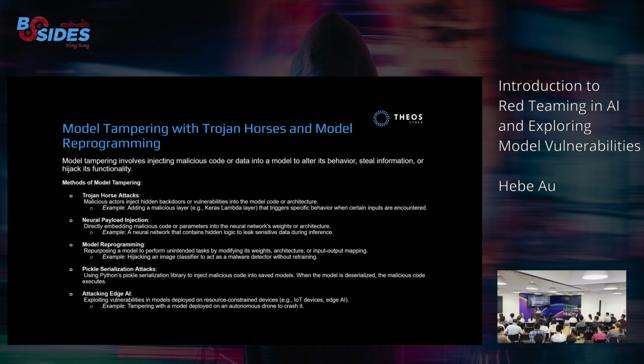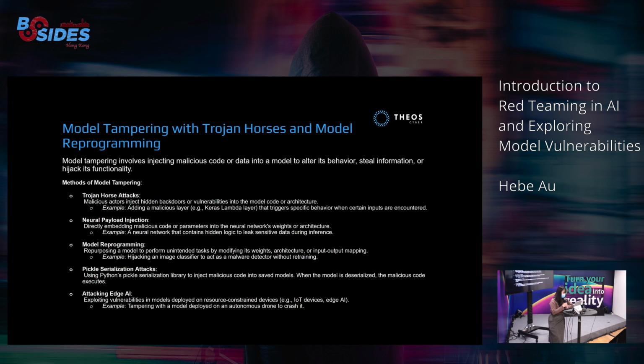Here are some of the methods of model tampering. The first one, the trojan horse attack, injects malicious code into a model, and once someone executes or imports the model, it also executes the malicious code, and then they may be able to do remote code execution, depending on the attacker's objective.